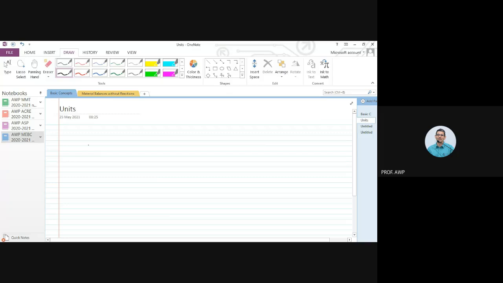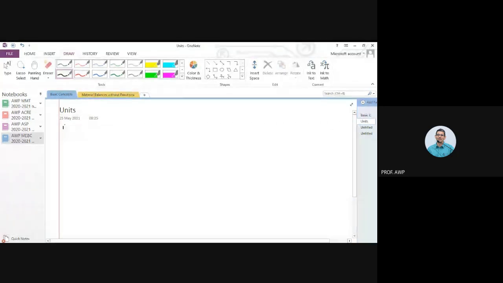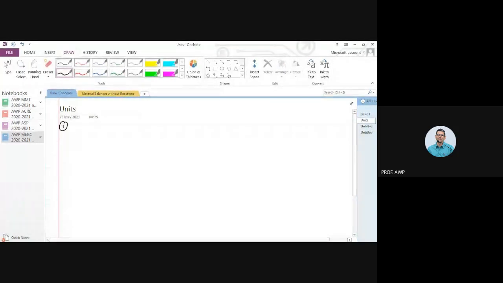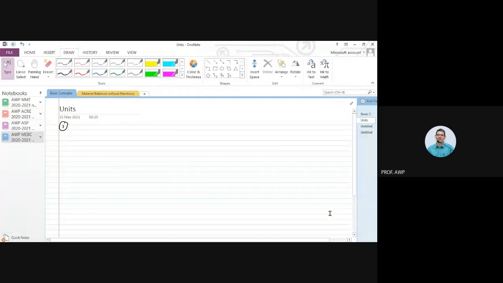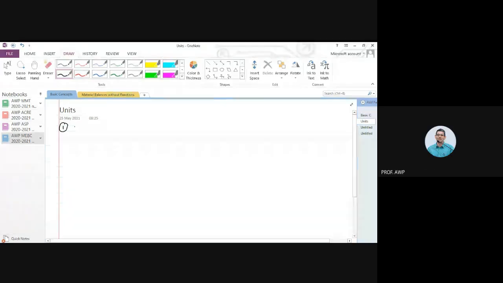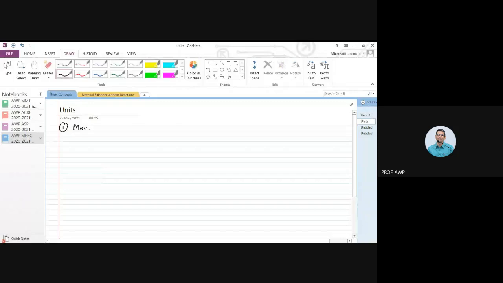So any particular quantity that you want, we can talk about that quantity and what are the different sets of units in which we express that quantity and how do we convert one set of units into another set of units. So somebody has a preference, which quantity should we talk about first? Mass. Okay, mass, right.